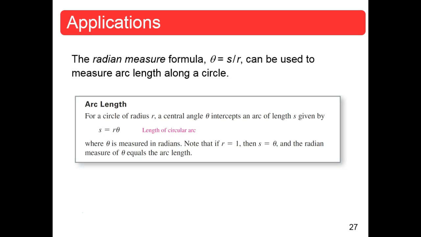So if r is equal to 1, then S is equal to theta. That's interesting. The only difference is that 1 has a unit with it, inches, centimeters, or something, and S has that same unit, but the number is equal to the number of radians. Radian doesn't have a unit. The radian measure of theta equals the arc length only when the radius is 1. The radius of a circle is 1. Guess what we named that circle?